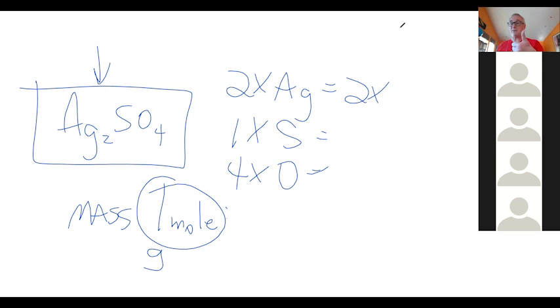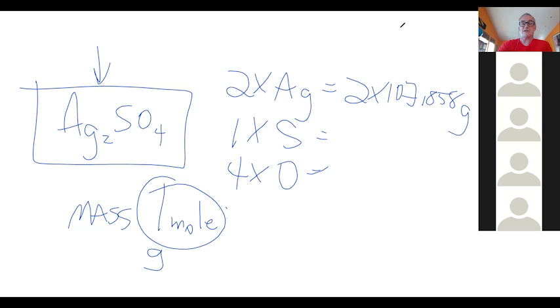I just go to my handy dandy ptable.com, which I put in the chat. It's an excellent place to find out about things. Or I have my handy dandy printed out periodic table. I go down to silver. Where is it? So that's 107.858 grams, because atomic mass units do not help me. I can't measure atomic mass units. Grams, I can do that.